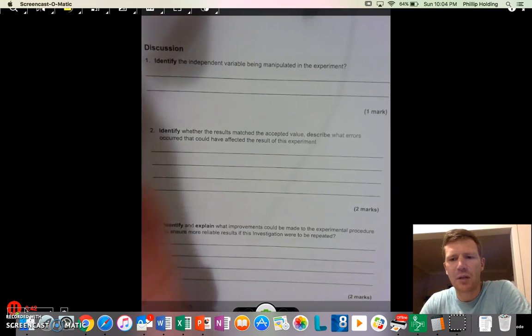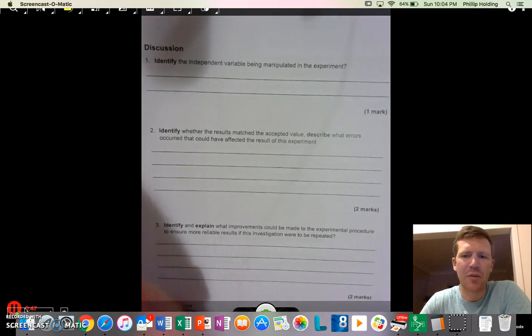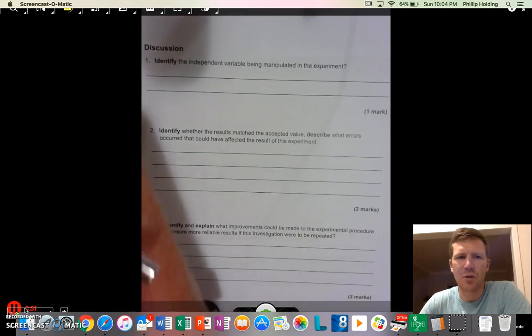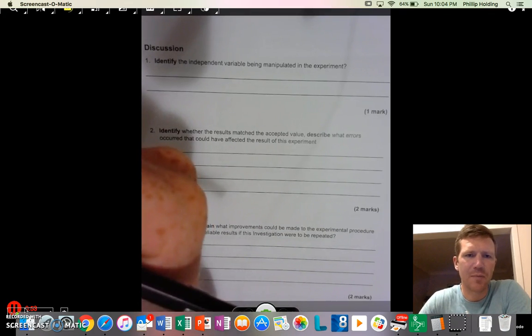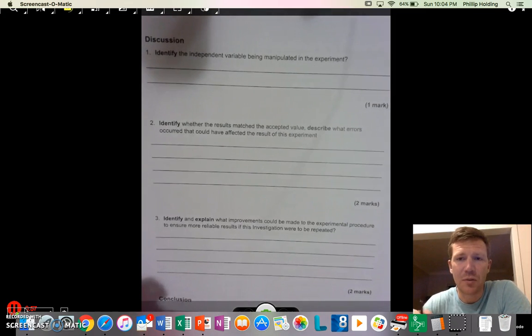And how is that going to have a causal effect? So that will be the independent variable, the thing that we purposely change, and then other things will change as a result of that, and they'll be the dependent variable. So that'll help you answer that. You need to identify what it is. That's a fairly easy one.